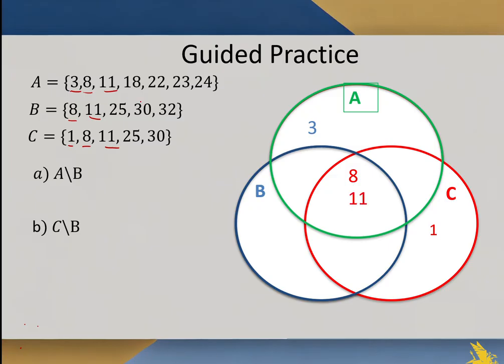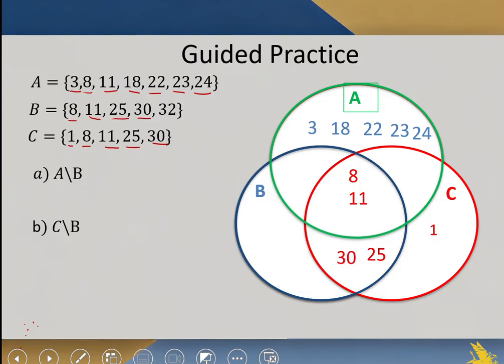And I see the next ones start at 25. So I've got 18, 22, 23, and 24 just in the A area. Now I've got 25 in B and C. So you find the B and C area, that's just that, which is down here. Then they've also got 30 in that shared space, and then B just has 32.